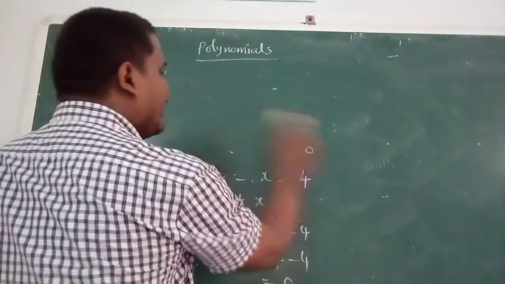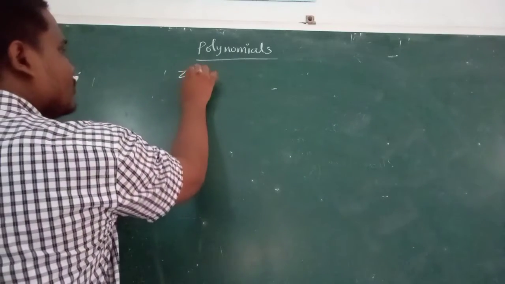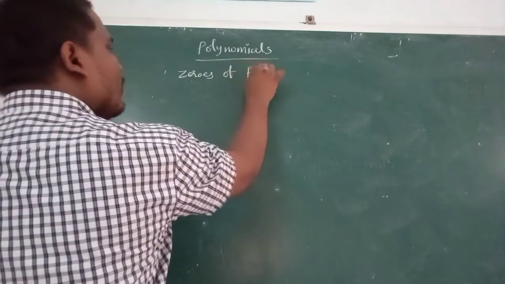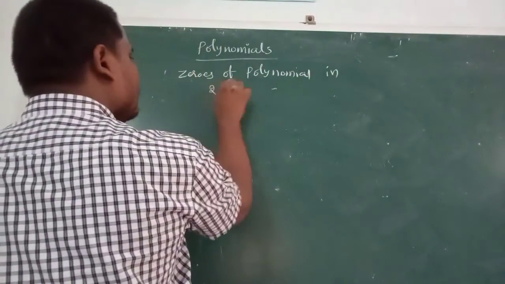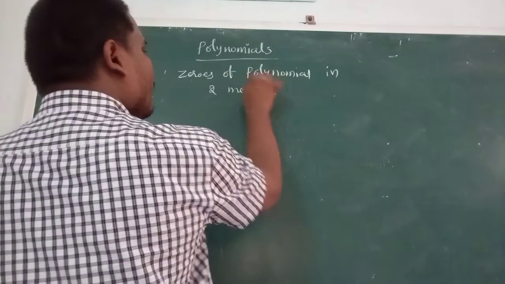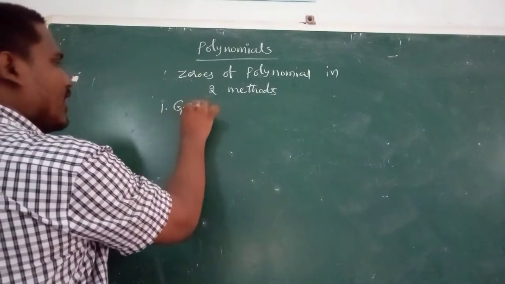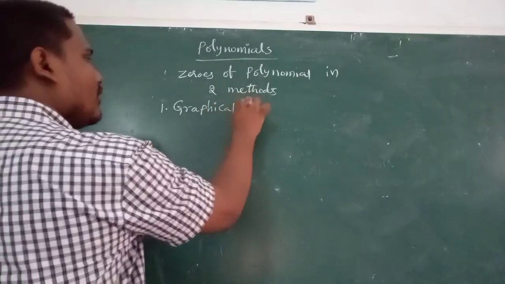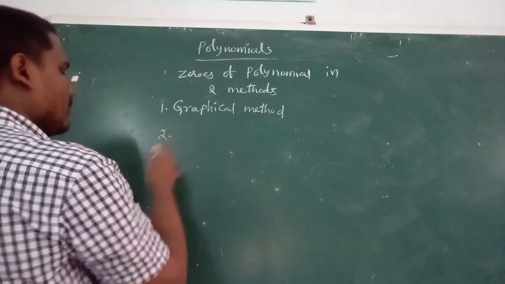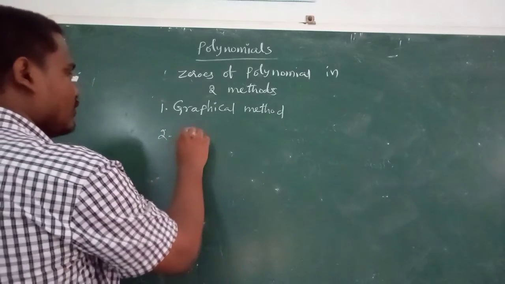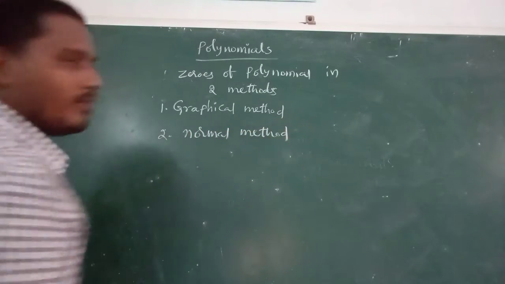We find the zeros of a polynomial in two methods. The first one is the graphical method, and the second one is the normal method or factorization method.